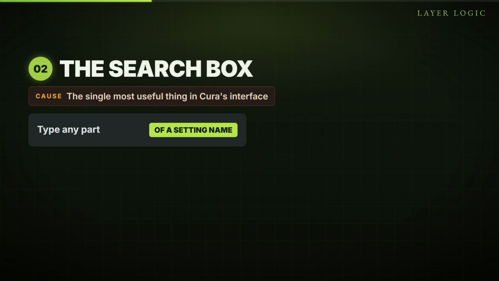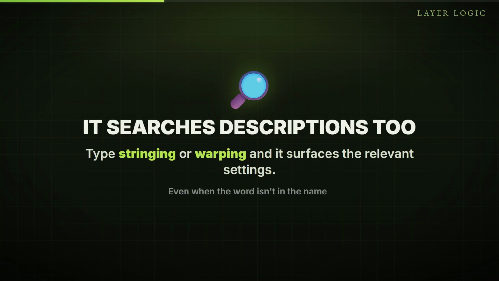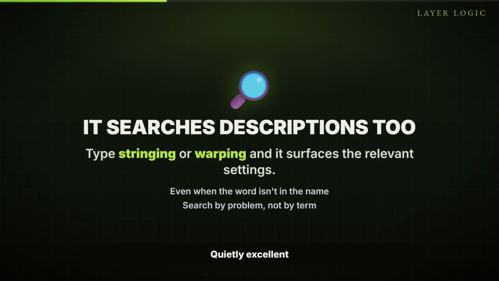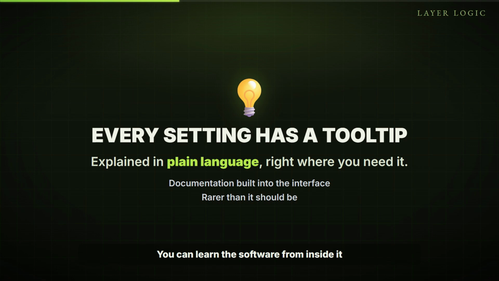Above that list is a search box, and this is the single most useful thing in Cura's interface. Type any part of a setting name and it finds it wherever it lives. It searches the descriptions too, so typing stringing or warping will surface the settings related to those problems even if the words are not in the setting names. And every setting has a tooltip that explains what it does in plain language. Cura's documentation is effectively built into the interface, which is rarer than it should be.